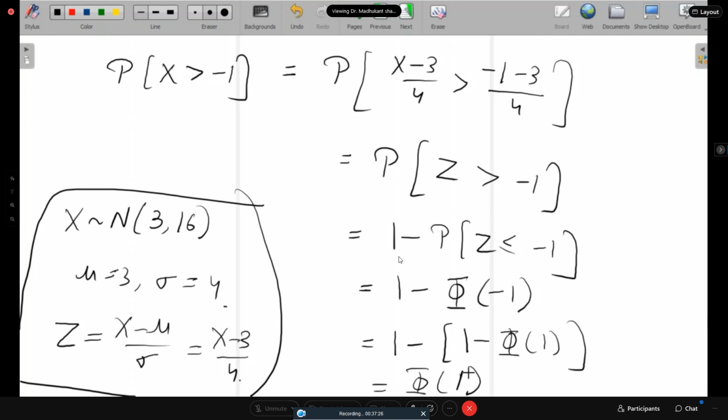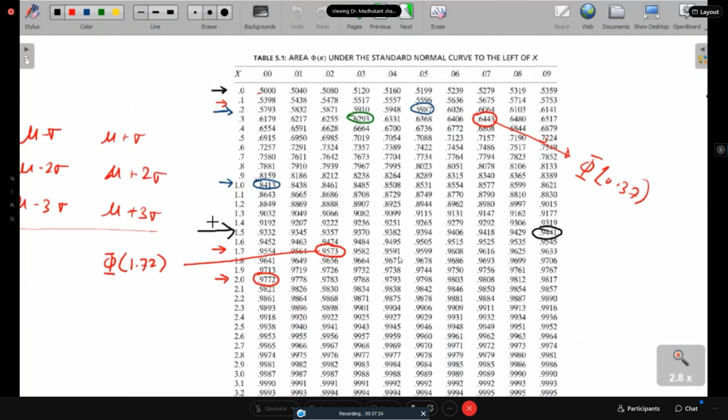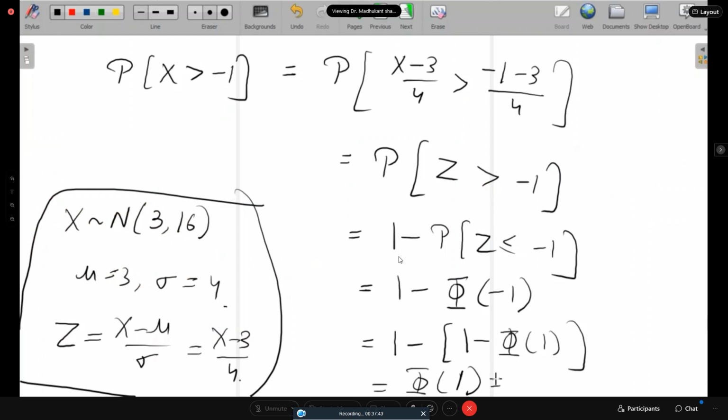So what you are interested in is phi of 1. Phi of 1 can be seen here. So 1 is here, and 0.00 you have to see. So 0.8413. This is the value, approximately 0.841.